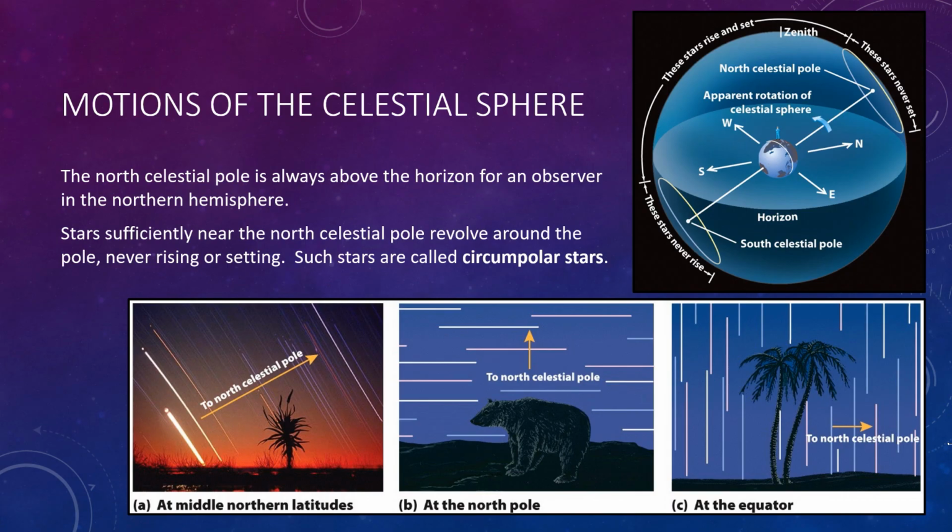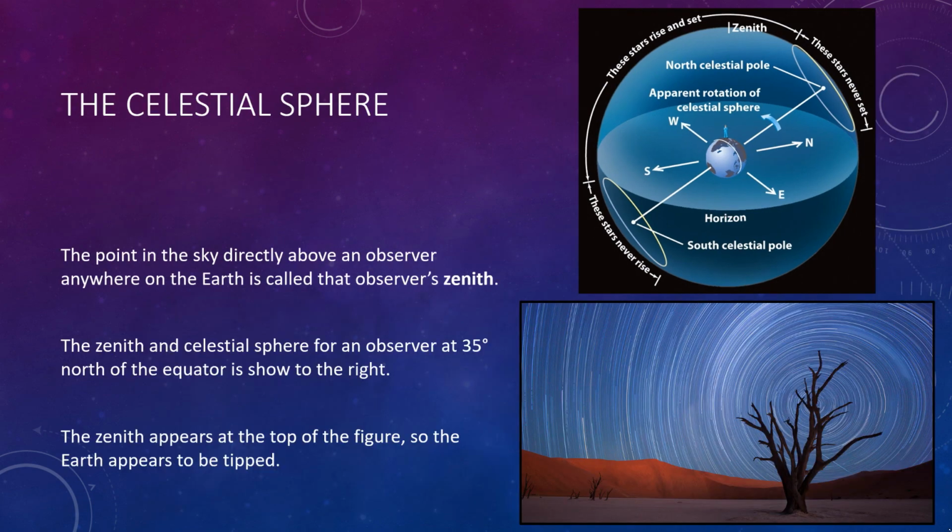For an observer anywhere in the northern hemisphere, the north celestial pole is always above the horizon. As Earth turns from west to east, it appears to the observer that the celestial sphere is turning from east to west. Stars sufficiently near the north celestial pole revolve around the pole, never rising or setting, and such stars are called circumpolar. So if we go back to that image for a moment, all of these stars that don't rise or set, all of the ones that just barely stay above the horizon at all times, we call those circumpolar stars.